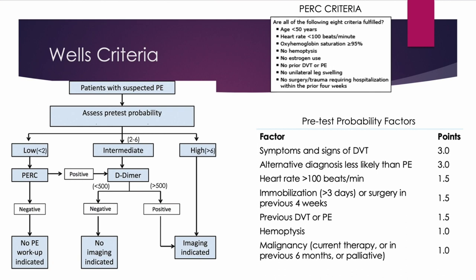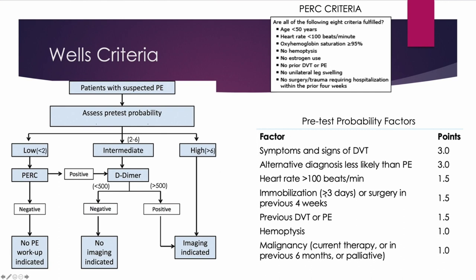Because as we've seen, and as you will see when you're out in the clinics, patients present with shortness of breath all the time. And if we did a CT angiogram on every single patient that came in with shortness of breath, we would have a lot of unnecessary radiation. And that is why it's just so important to classify these patients ahead of time, figure out how likely it is that they'll have it.